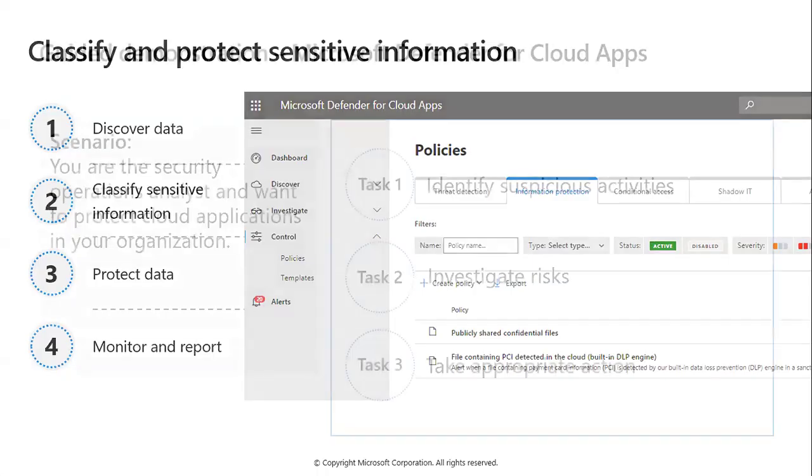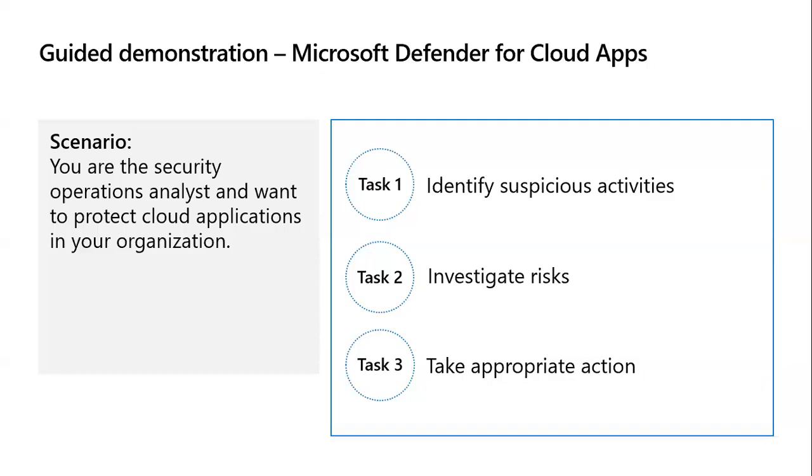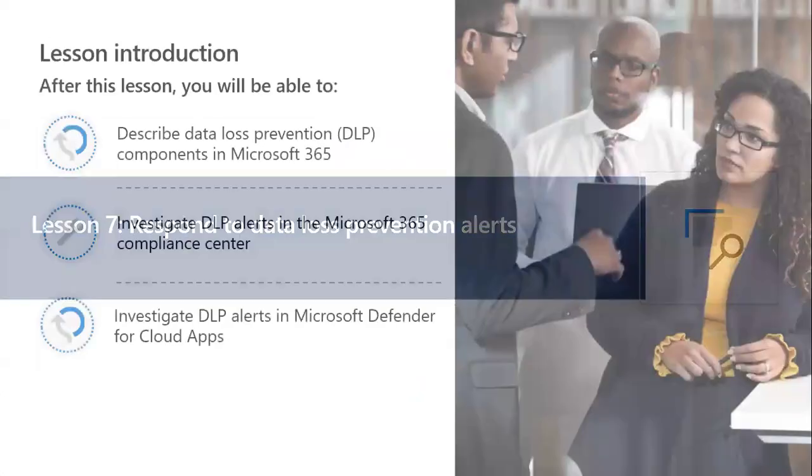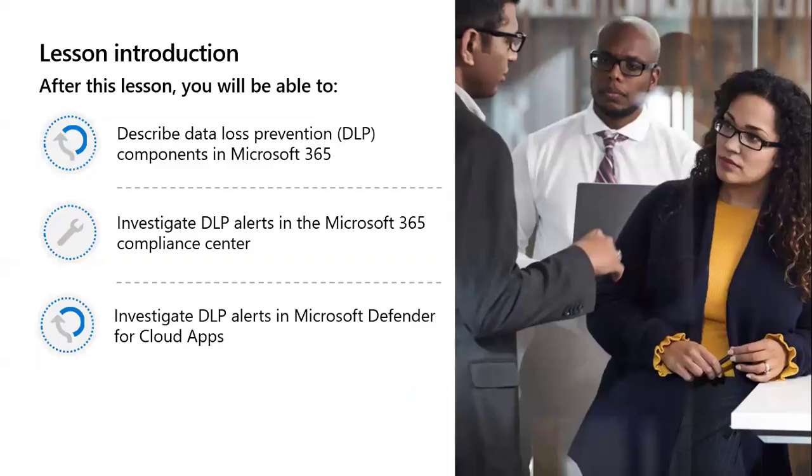Okay, so identify suspicious activities, investigate risk, and take appropriate action. All this stuff we have already discussed. Now respond to data loss prevention alerts. DLP, describe data loss prevention DLP components in Microsoft 365. And after that, investigate DLP alerts in the Microsoft 365 Compliance Center, and investigate DLP alerts in Microsoft Defender for Cloud Apps. So those are the things we are going to discuss.